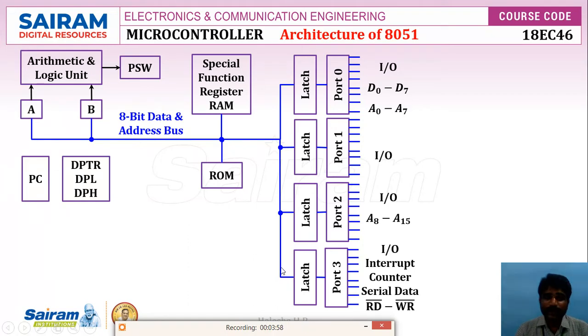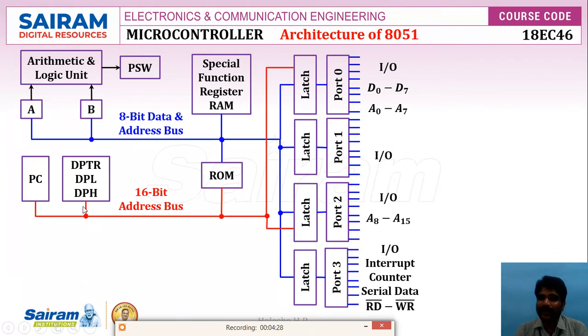It is also connected to the special function register, RAM and ROM. Because it is used as a data bus, it has to be connected to RAM as well as ROM. And it has a 16-bit address bus. Remember, among these 16 bits, the lower 8 bits are multiplexed with the data. This 16-bit address bus is connected to the 16-bit registers, program counter and DPTR. As you know, these are the only two 16-bit registers, used to hold the address of memory. It is also connected to ROM, because ROM has a 16-bit address. It is connected to port 0 and port 2 only, because these are the pins used as low order and high order address pins. So it has an 8-bit data bus and a 16-bit address bus.